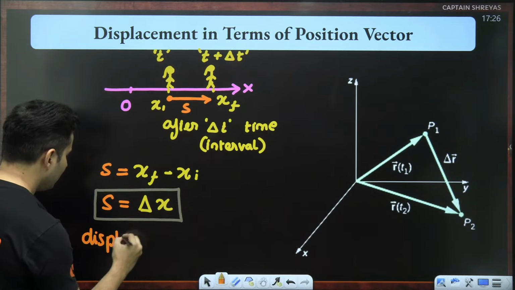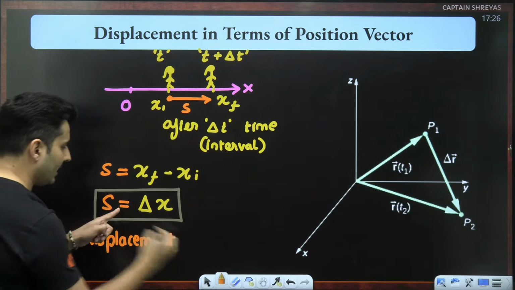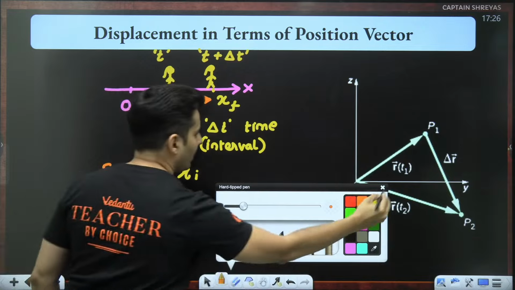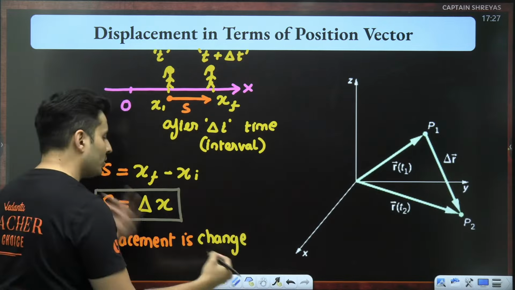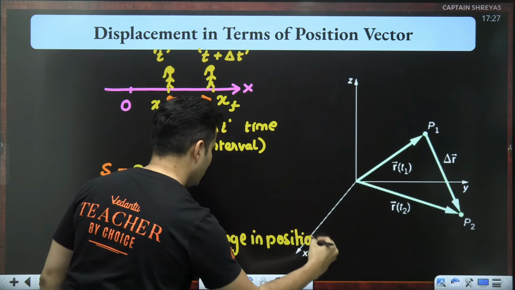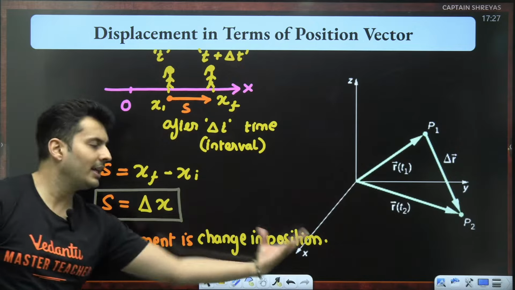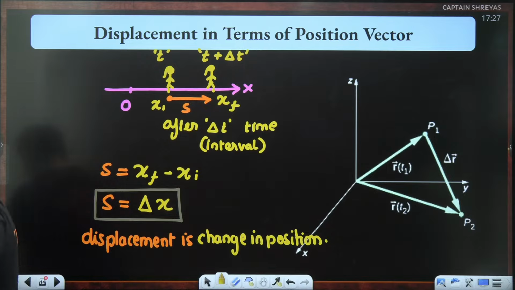Displacement is equal to delta x. Delta means change. What is x? Position. Change in position. Displacement is change in position. So that's the way you define this. I hope this much part is very, very clear. Everybody with me?